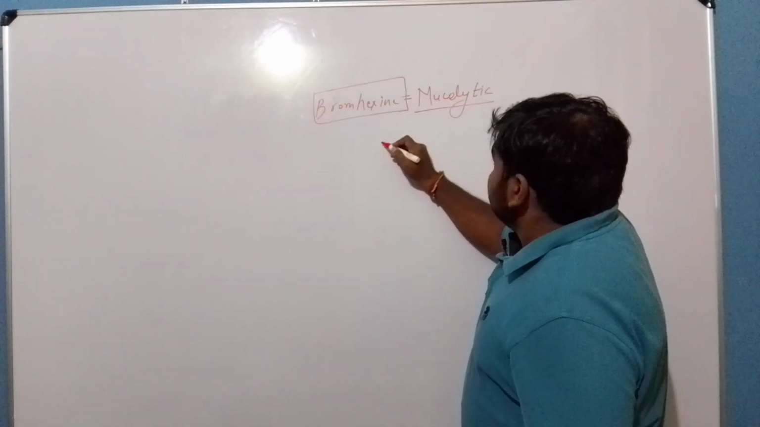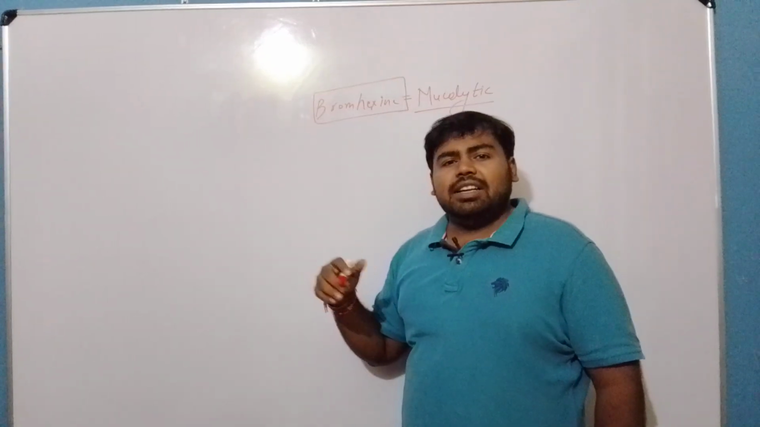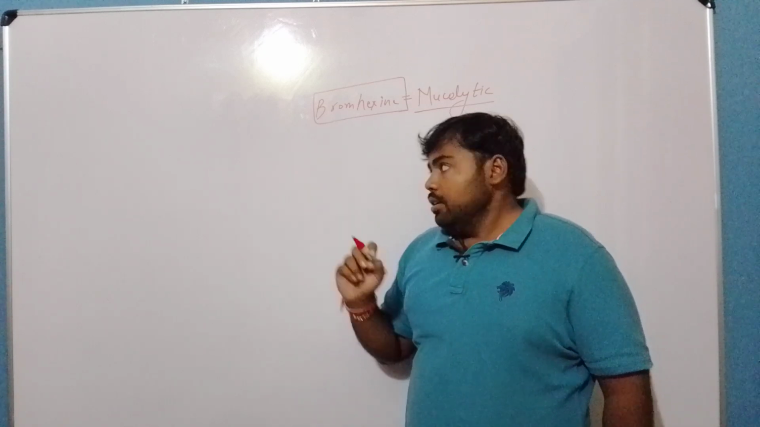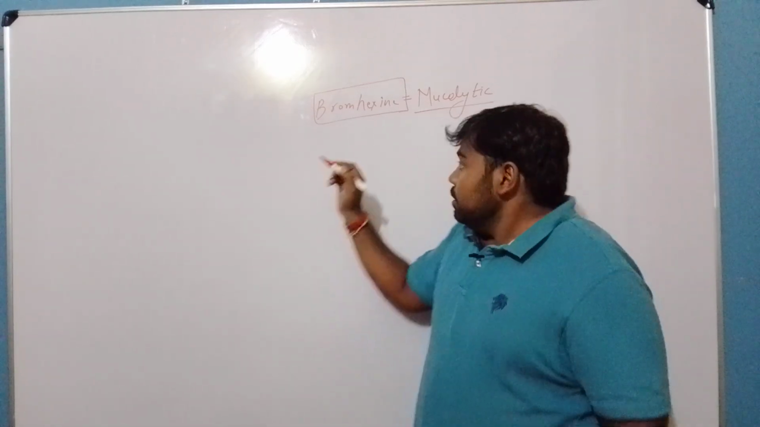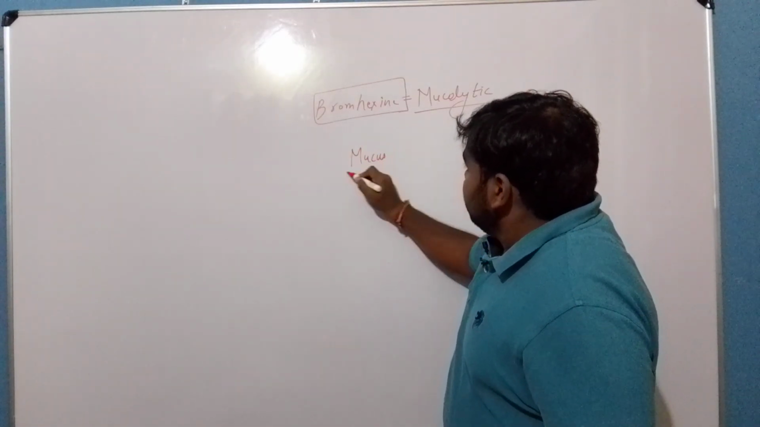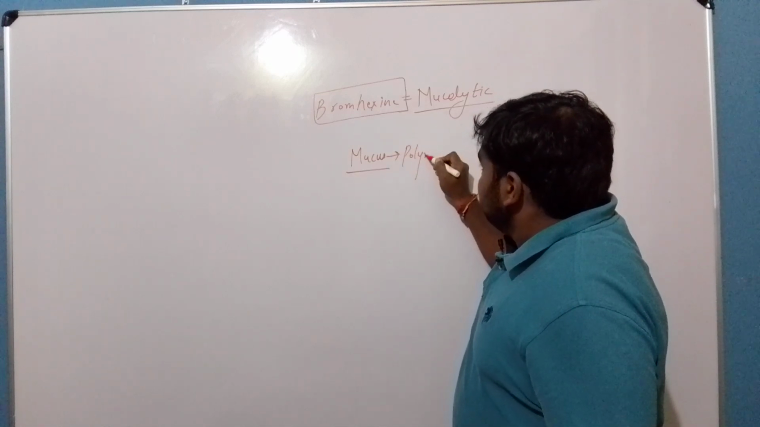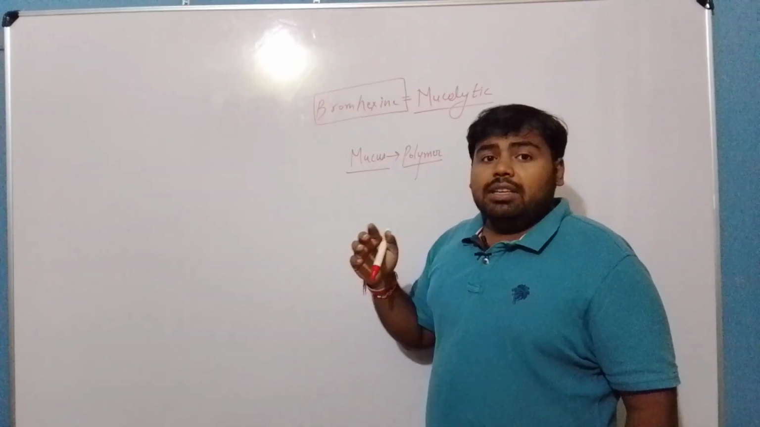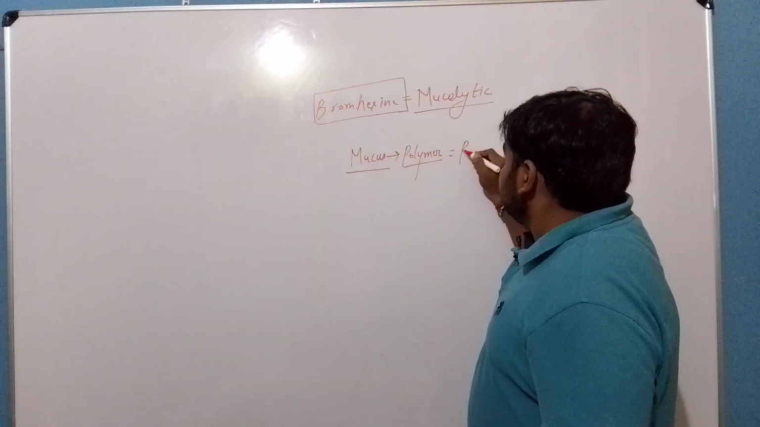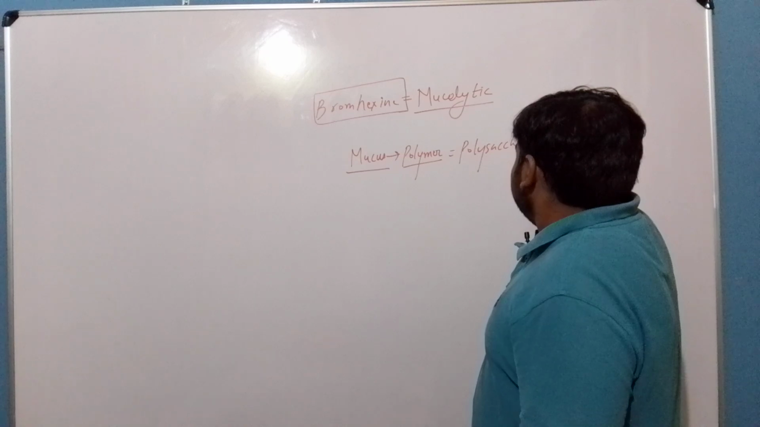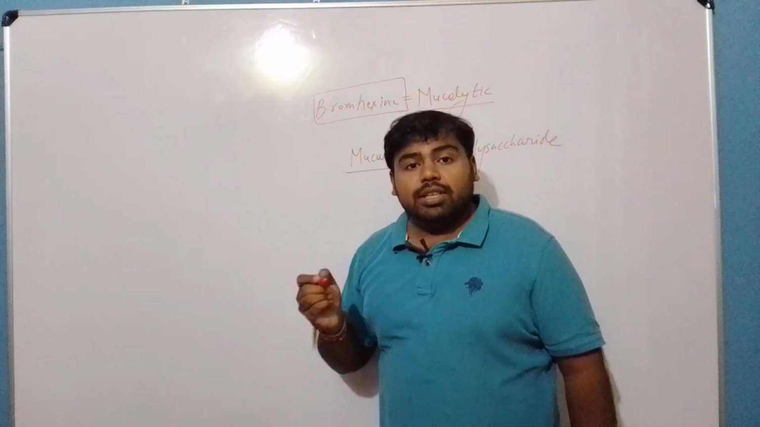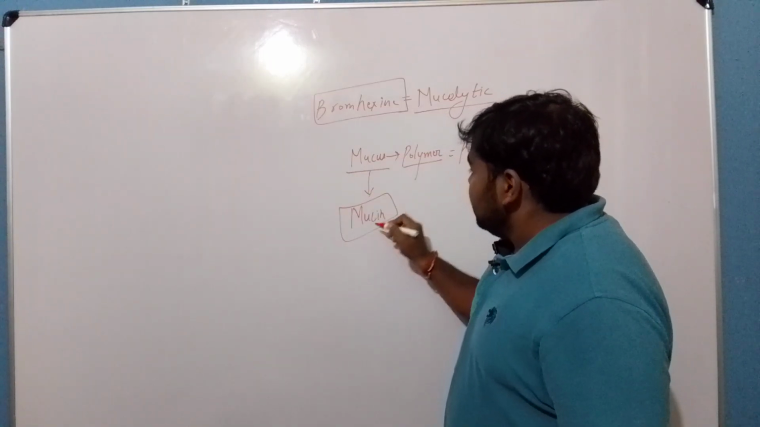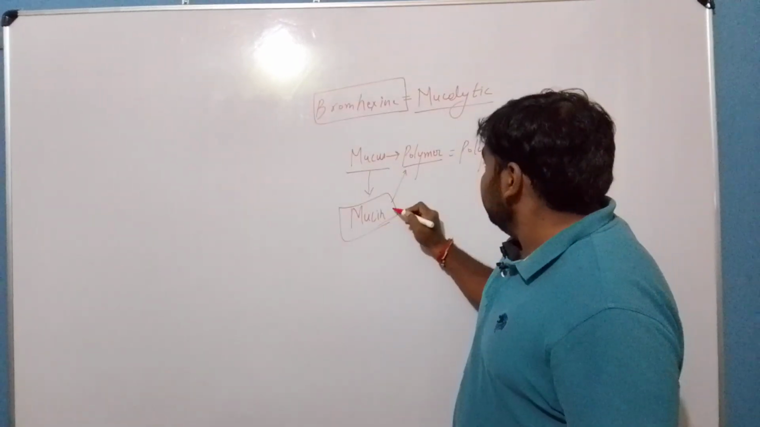So what is mucus? Mucus is secreted in the lungs, as we all know. What is mucus made up of? Mucus is a polymer. If we go deep down, we will get to know that mucus is a polysaccharide that is made up of mucin. Mucus is made up of mucin. This mucin is a polymer. This mucin is a polysaccharide.